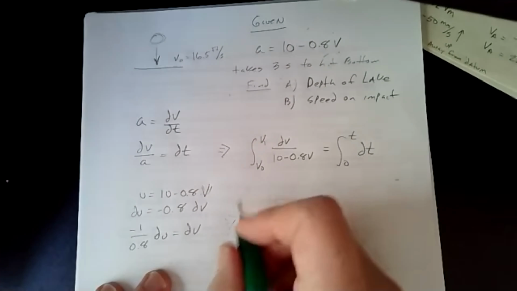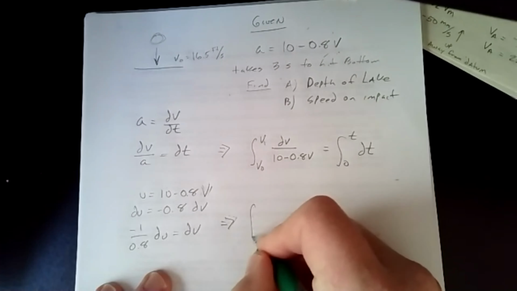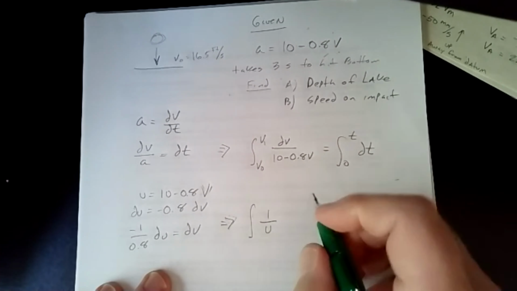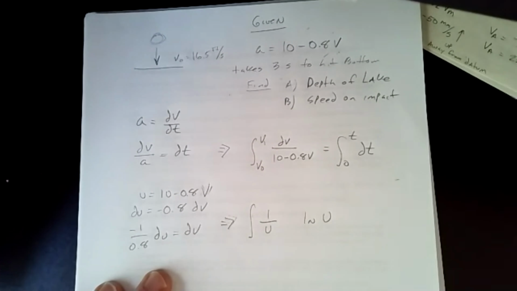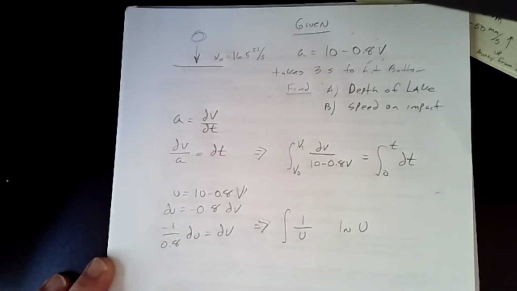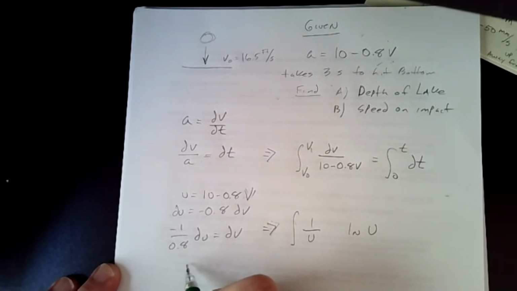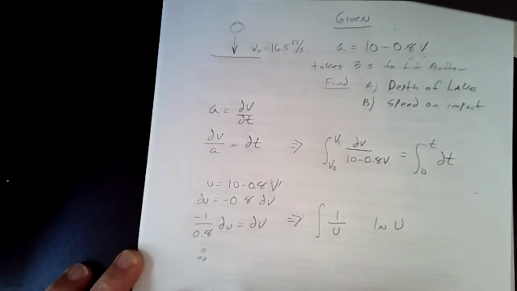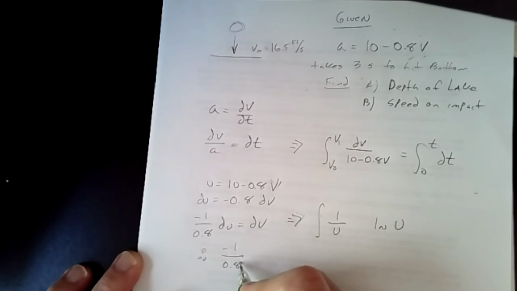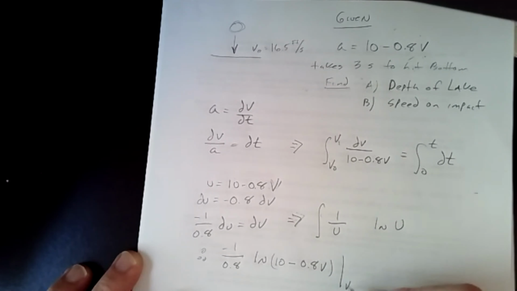Once we get that, we know that we just integrate 1 over u, which is essentially the log of u. So what we end up with is negative 1 over 0.8 natural log of 10 minus 0.8 v, evaluated from v naught to v, and that's going to be equal to t.